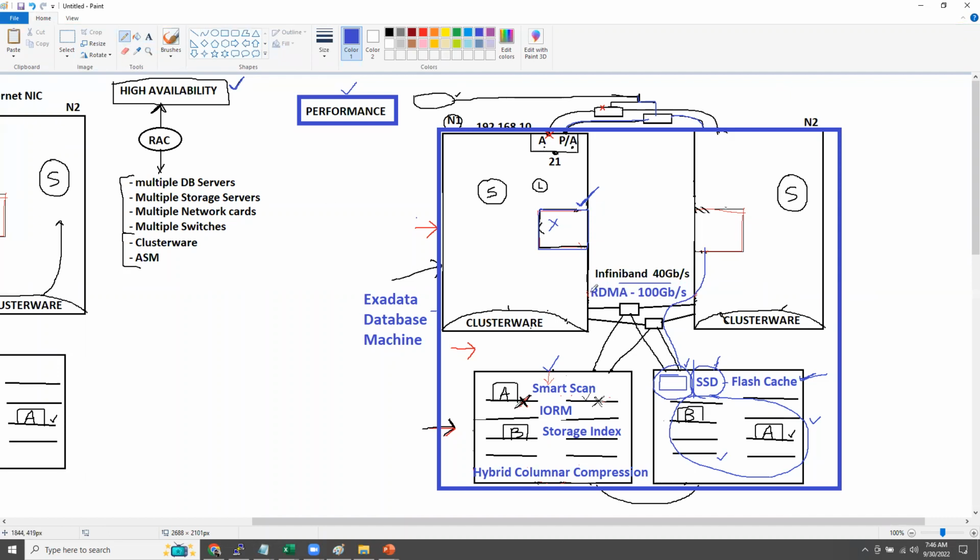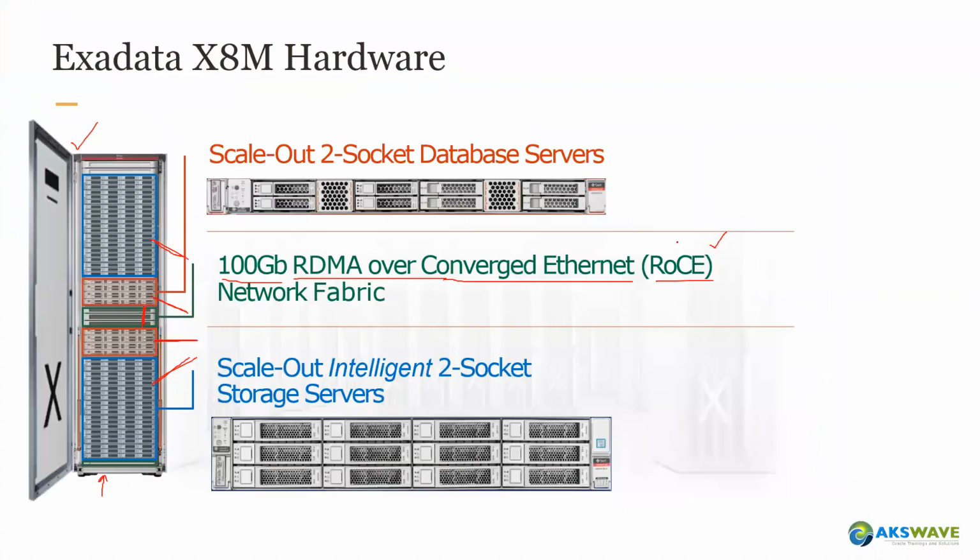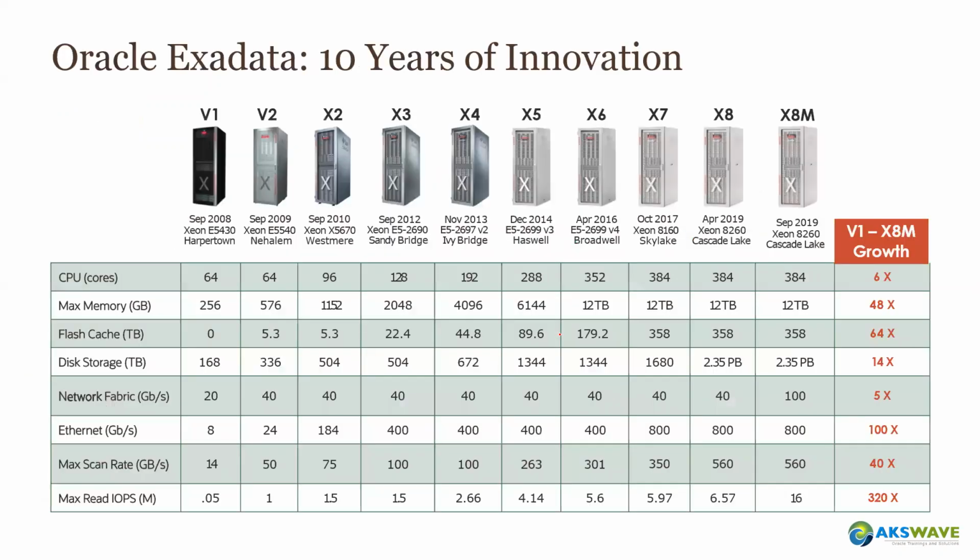RDMA, introduced newly. In older versions, yes, we were having InfiniBand, but this has double or more than double. 2.5 times it has increased the bandwidth here because of this network. So this is my database machine, which consists of DB servers. Sorry, these are the DB servers. These two are the DB server layers. These are the storage servers, and these are the switches in between. Make sense? Everything in one box. They're giving it to you as a database machine.